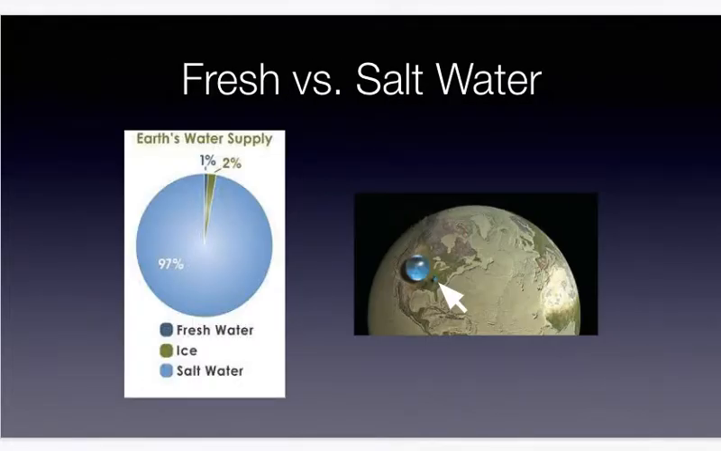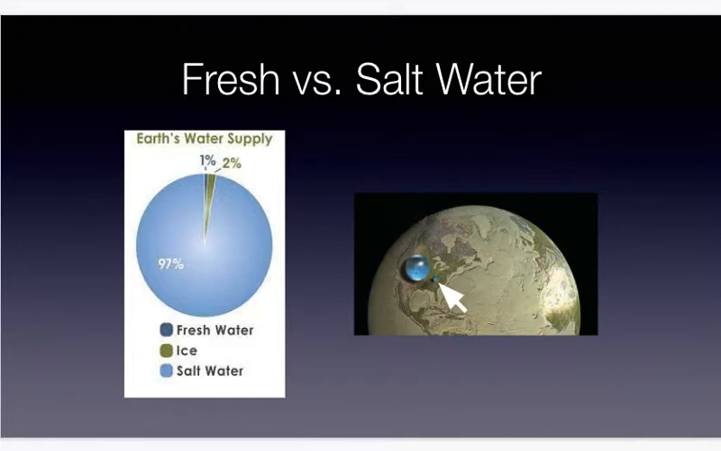Another cool thing we look at about water is how much water we have on the planet. So if we were to compare all the liquid water in the world to the fresh water, it would be this tiny little drop. When we look at Earth's water supply overall, it's 97% salt water, 2% ice, and 1% fresh water. So we only have a tiny bit of water that we can actually use.